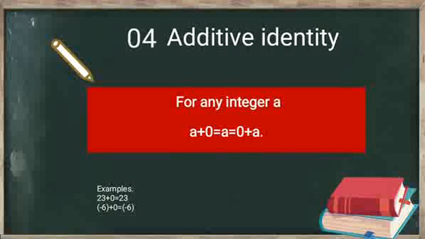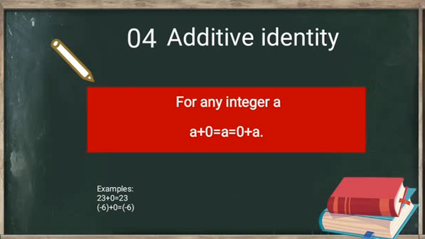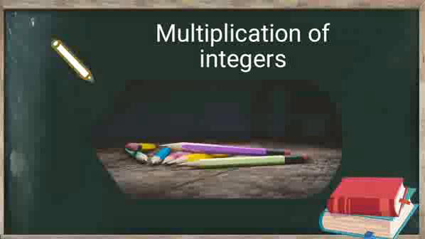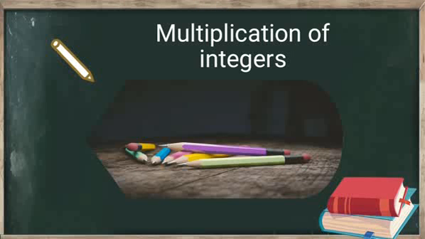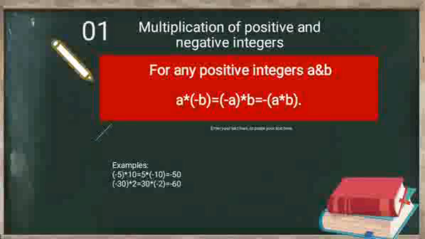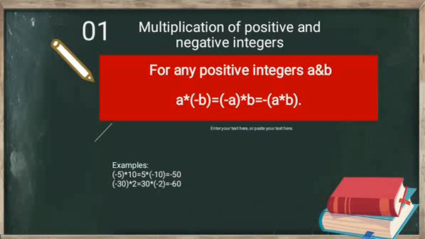Fifth property is additive identity. For any integer a, a plus 0 is equal to 0 plus a. Example: 23 plus 0 is equal to 23. It remains the same. Then we come to the third point: multiplication of integers. First property is multiplication of positive and negative integers.